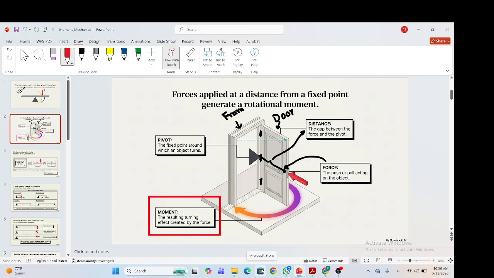Okay, so here is the definition. The resulting turning effect created by a force. Okay, so the force which we are applying to create a turning or circular motion or orbiting is called what? Moment. So what is the meaning of moment?